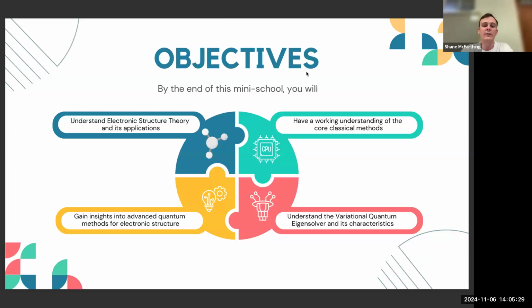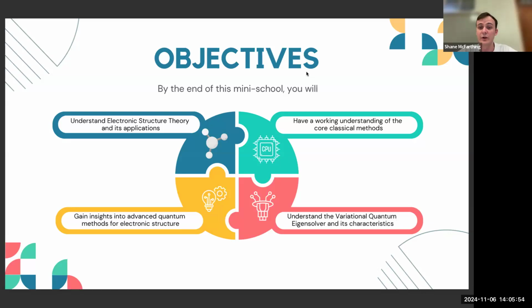So if you want to know what we'll learn over the course of this mini school, we have some objectives laid out for each lecture. For the first lecture, you're going to have some understanding of electronic structure theory and its applications. Then in the next lecture, on the classical methods, we're going to develop a working understanding of how these methods can be applied to solving the electronic structure problem.